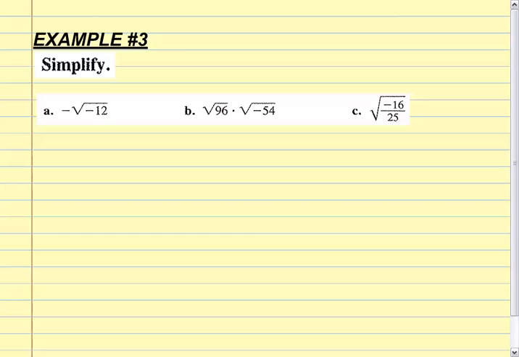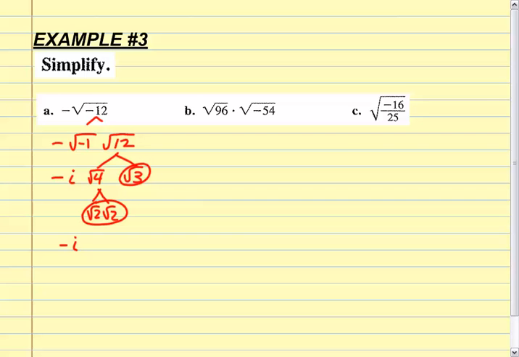Okay, here we go. Now, this is just working with i. I've got negative, and remember, whenever I have the negative inside the square root, I rewrite it as root negative 1 times root 12, okay? Well, wait, that's going to be negative i, right? And I need to simplify root 12. Well, that's root 4 times root 3. That's root 2 times root 2. Okay? So this is negative i. This turns into 2. And that is root 3.